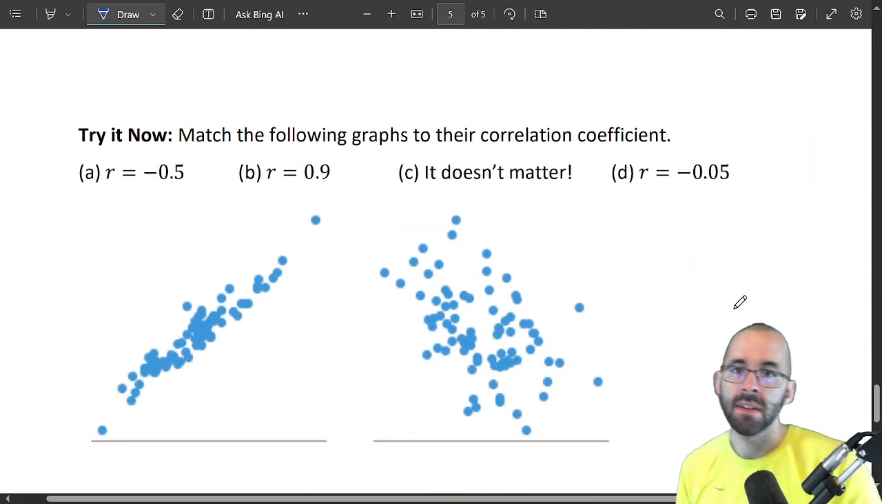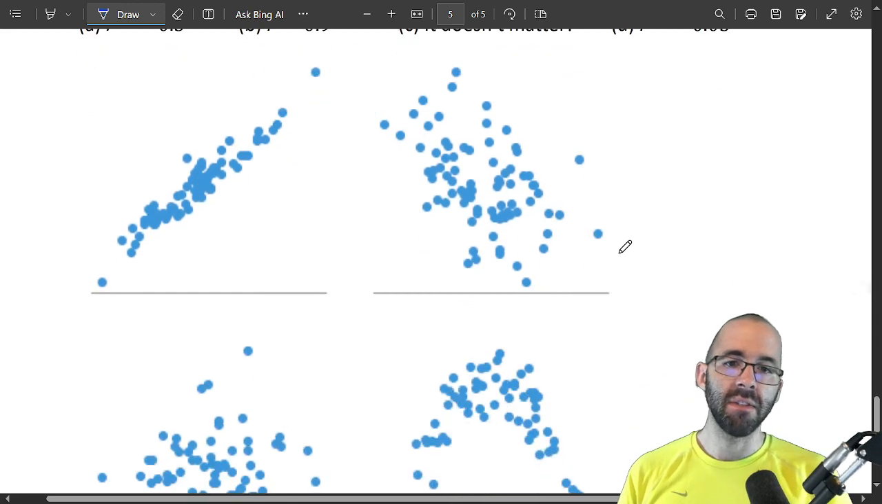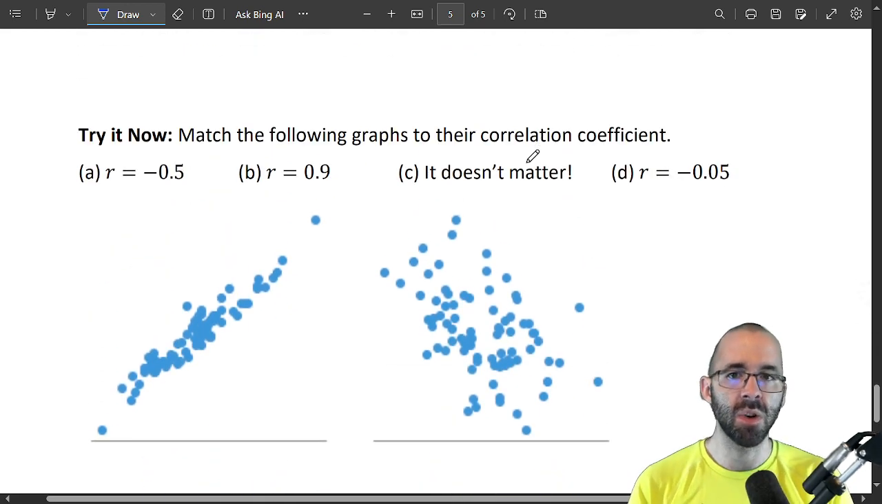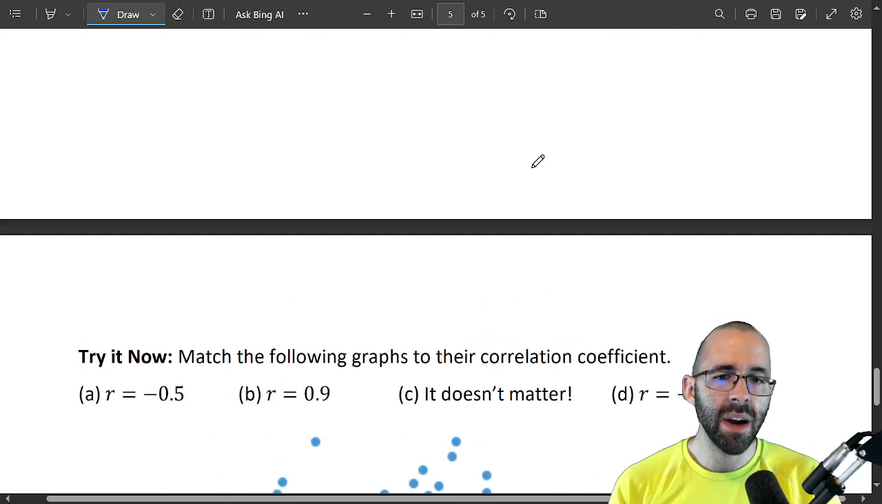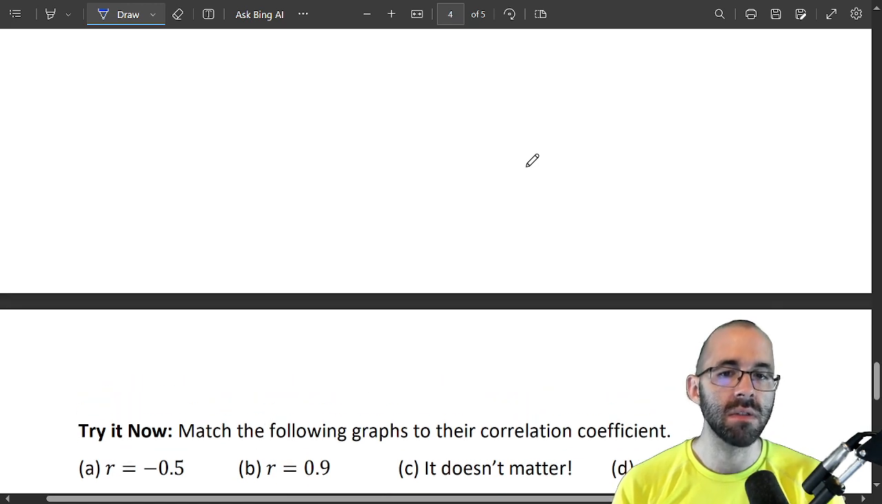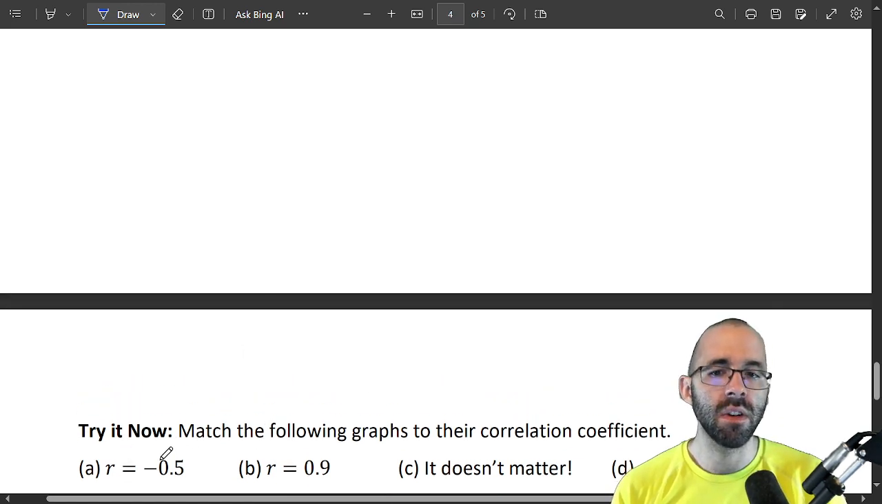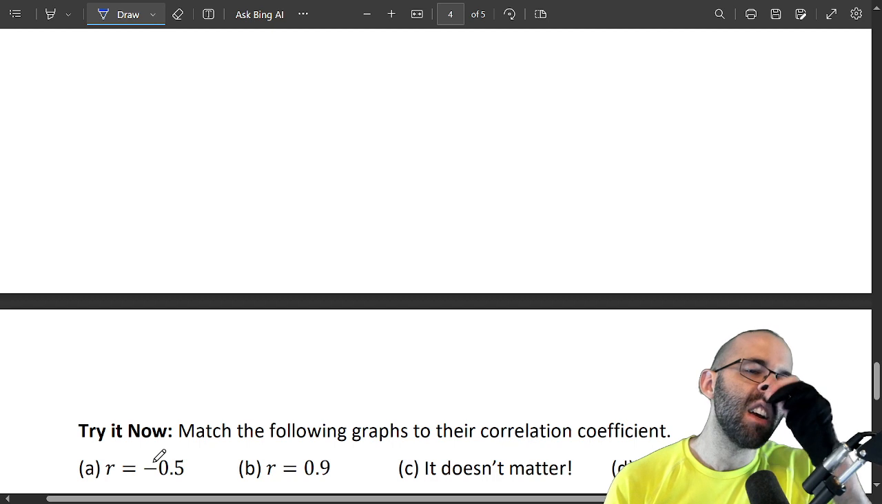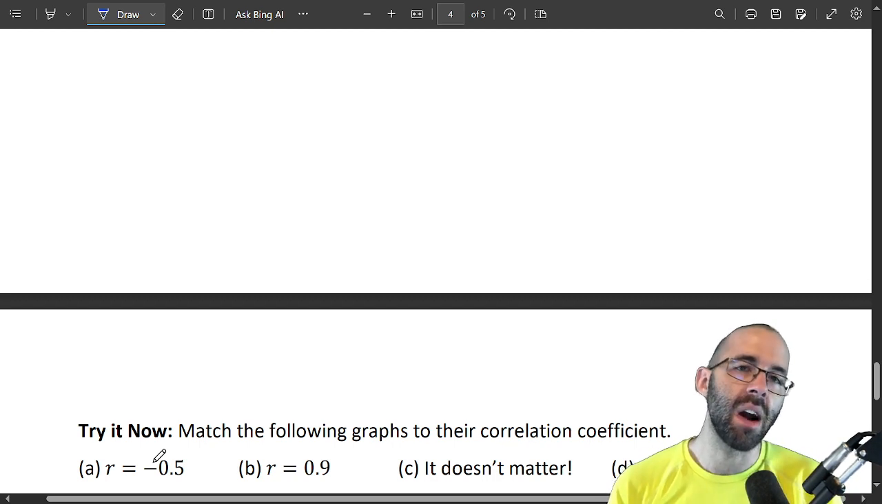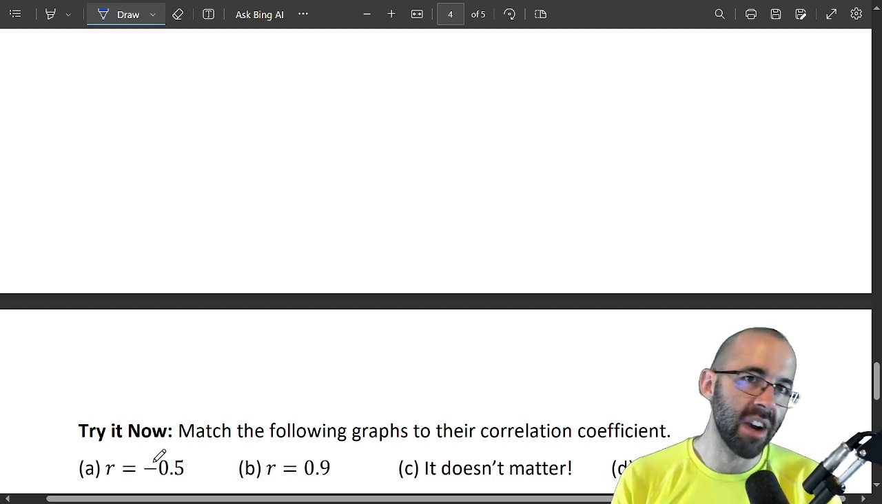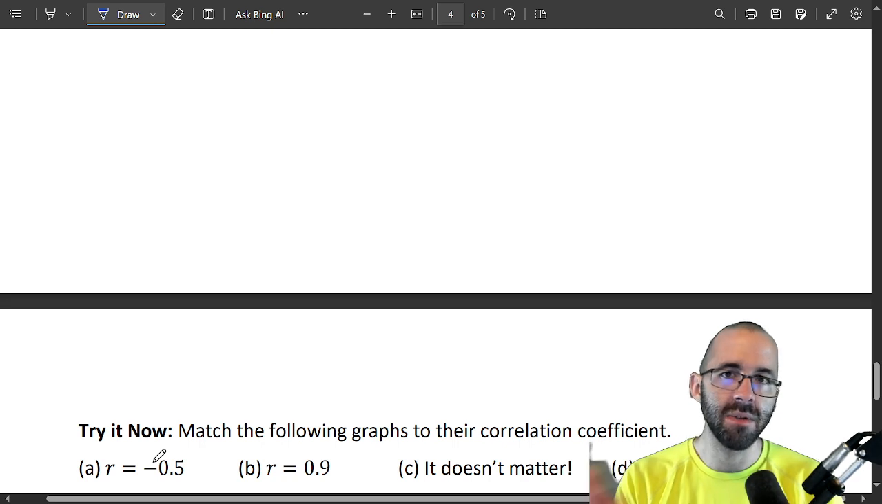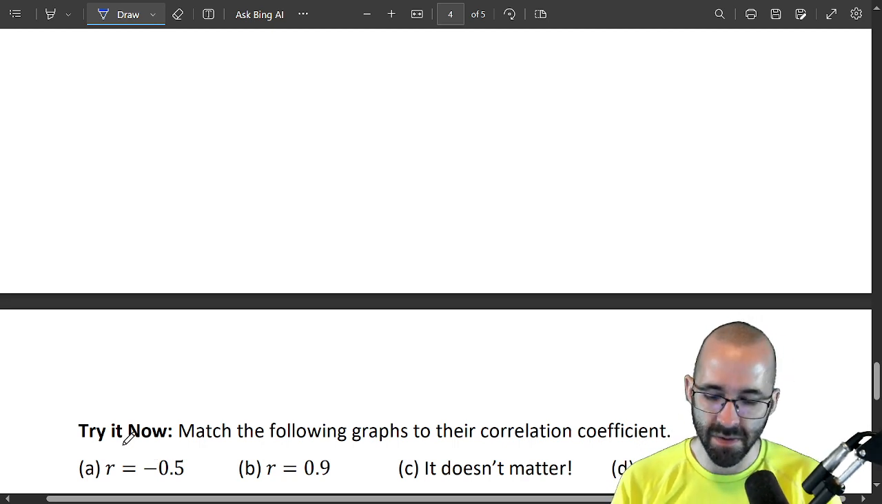So try it now. Match the following graphs. I have 4 scatter plots for you with the correlation coefficient. And what I recommend is that you do this backwards. Look at the first correlation coefficient and ask yourself what this describes. Then see if you can find it on the graph. Pause the video, see if we get the same answers.